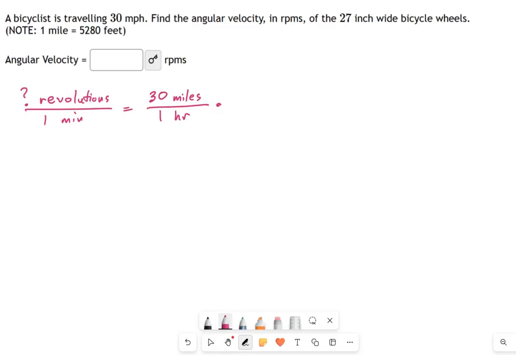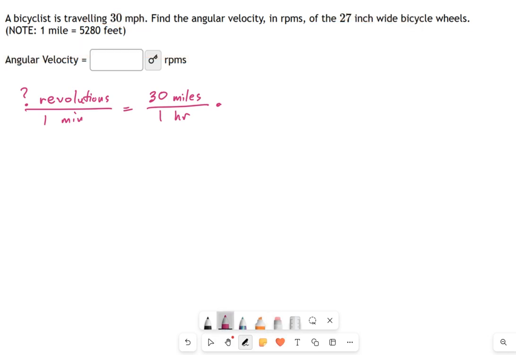A bicycle's moving along at 30 miles an hour. There are 27-inch wheels on the bike, and I want to know how fast the wheels are spinning. What's the angular velocity of the wheels in revolutions per minute?